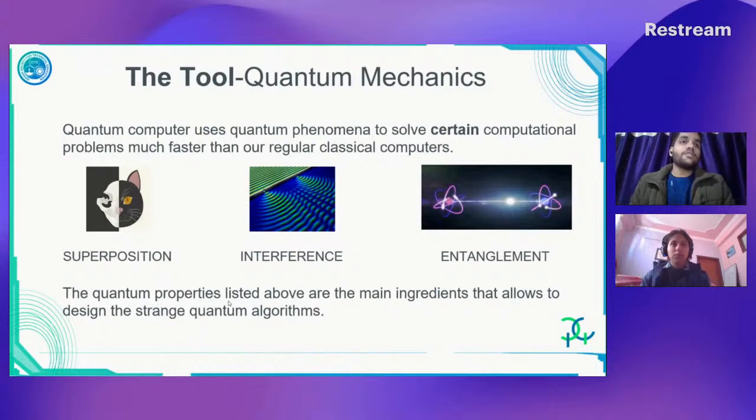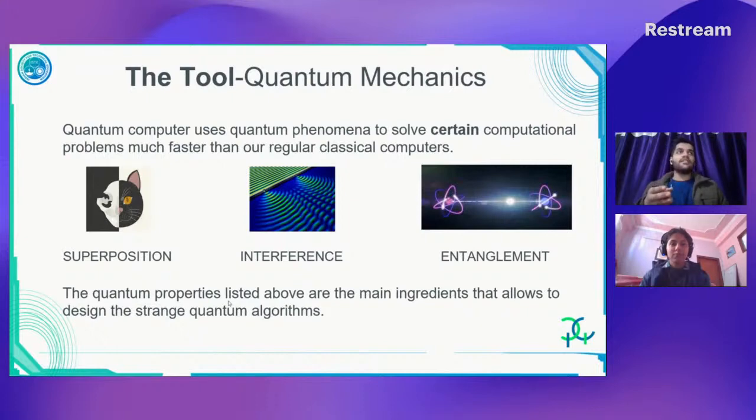So the superposition. Here I have posted a picture of Schrodinger's cat. This is a very famous thought experiment by Schrodinger. Basically there is a cat in the box. It is simultaneously dead and alive. And when we see the cat, it can be dead or alive, but only one. It can be in only one state. But when you are not seeing it, it is both dead and alive.